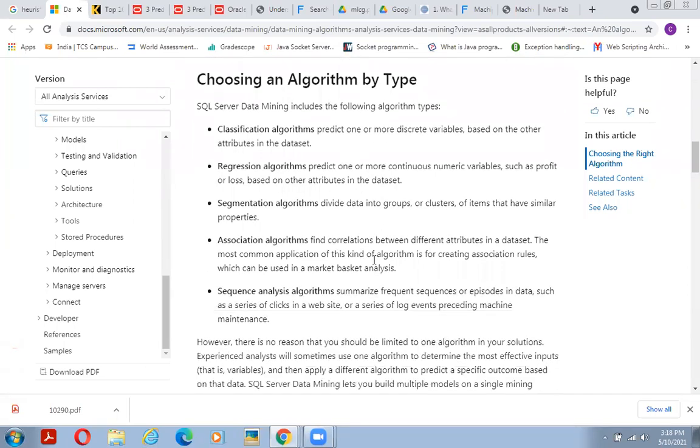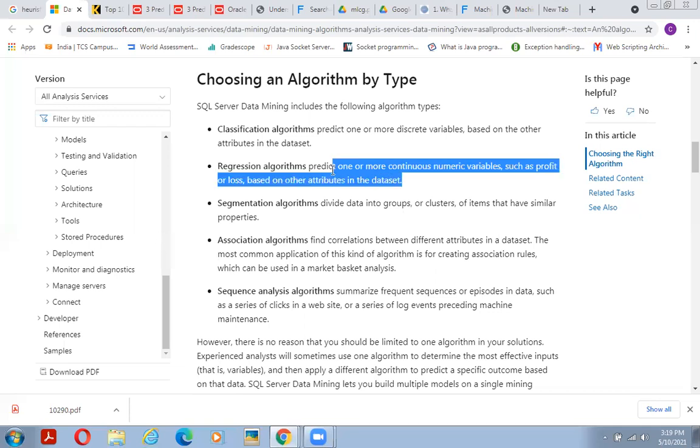What are the algorithm types? Choosing an algorithm by type. SQL Server data mining includes the following algorithm types. First is the classification algorithm. A classification algorithm predicts one or more discrete variables based on the other attributes in the data set. In classification-type algorithms, we are able to predict one or more discrete values based on the attributes of the data set. In regression-type algorithms, we can predict one or more continuous numerical values, such as profit or loss, based on the other attributes of the data set. The important part is that discrete is 1 or 0, but here it is a changeable form.